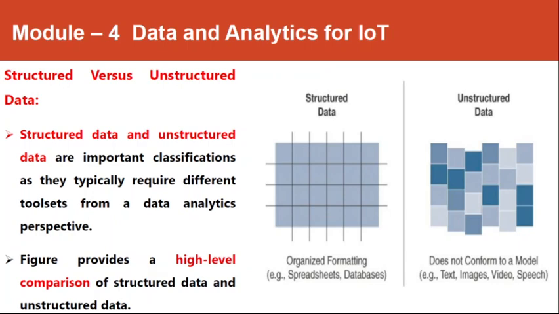In the figure, you can see the structured data and unstructured data. Structured data are organized in the form of spreadsheets or databases, whereas unstructured data does not have a particular format or does not conform to a particular model. Examples of unstructured data are text, image, video, or speech.